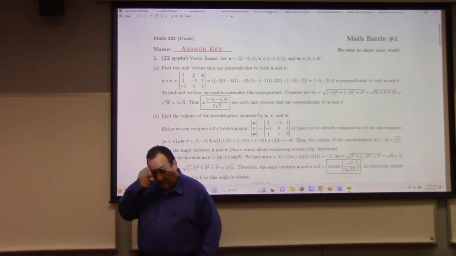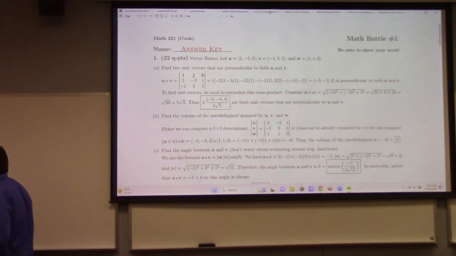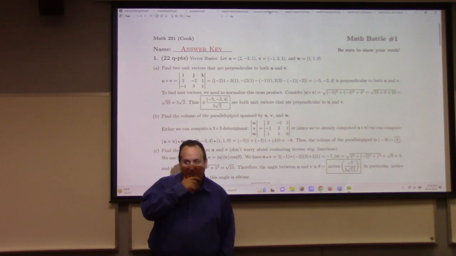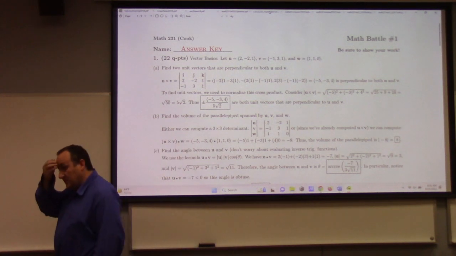All right, so you guys have any particular questions? I can run through the math battle if you want. Is there a fast way to find the torsion? There is no fast way to find the torsion, no. Unless you happen to observe that your curve is planar, in which case you know the torsion's 0.